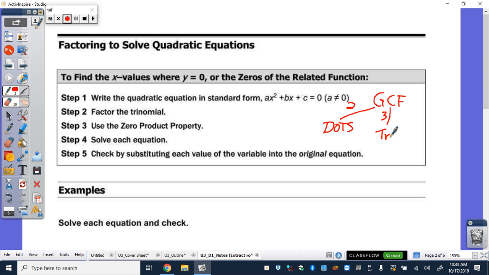If it has three terms, then it's most likely going to be a trinomial, which is basically a guess and check method. If it's got four terms, then it's going to be the grouping that we were taught how to do in Unit 1. So always GCF, and then you ask yourself, 2, 3, or 4 terms, that tells you what kind of factoring we do next.